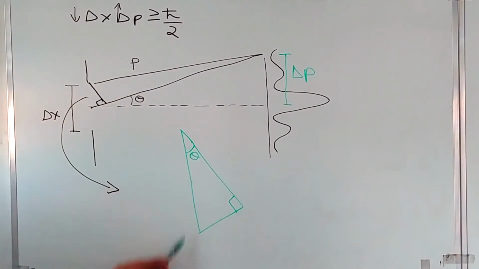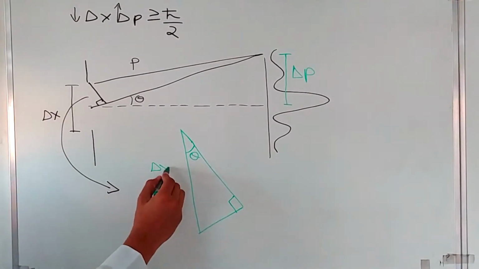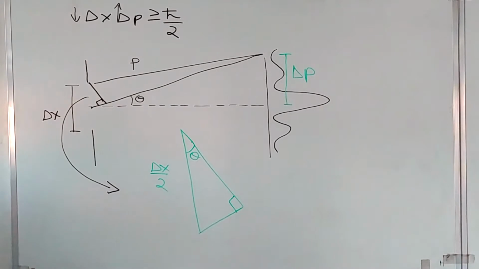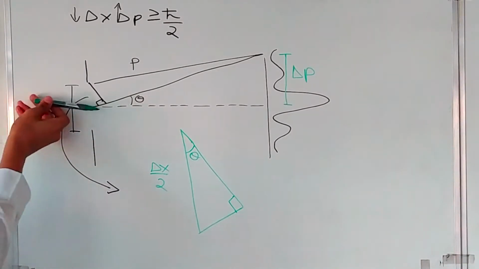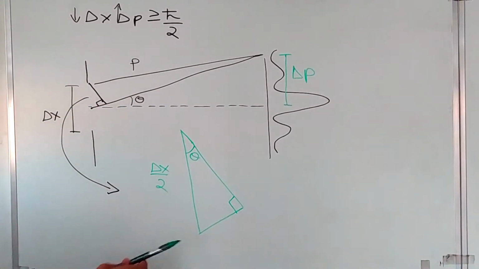Now this side over here represents delta x over 2, because as you can see we are taking half of this distance. So then what's this distance over here? How do we even find that out? Well, the first thing we must see is what is the image on the screen.